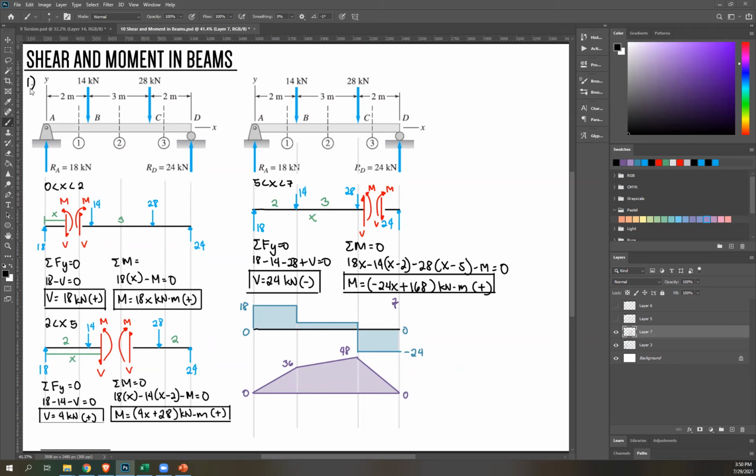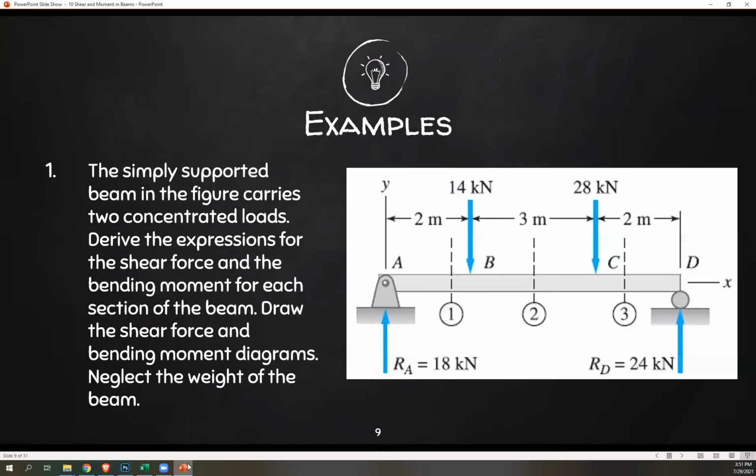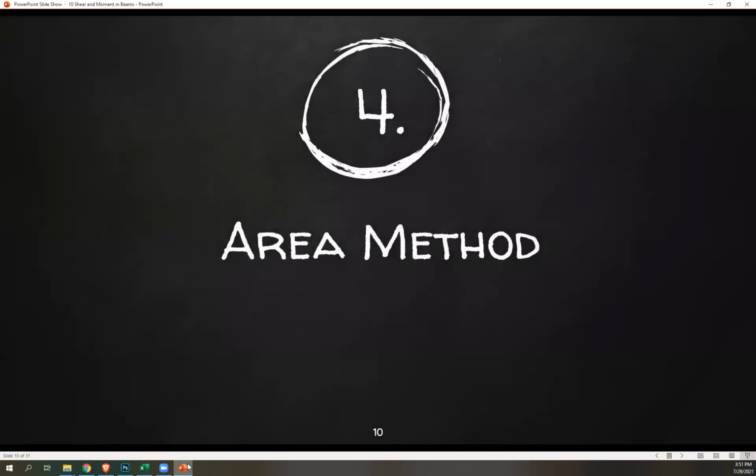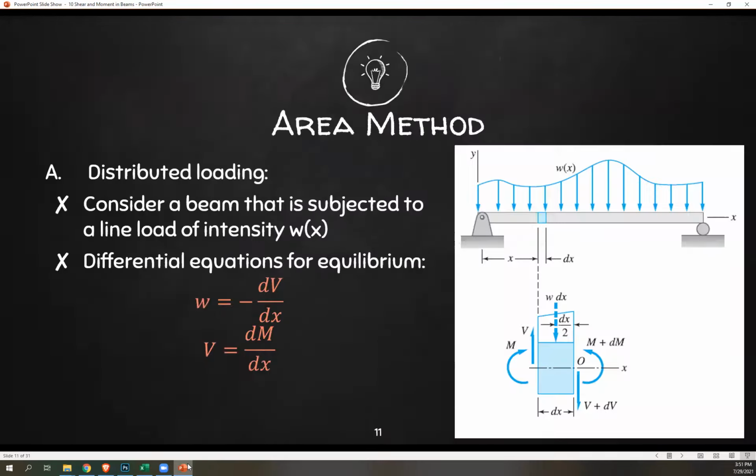Any questions? For number 1, please answer in the chat. Okay, good. So I'm only going to give you one example because that is not the way that we're going to do shear and moment diagrams. The method that we'll use more often is the area moment method or area method. So we'll focus on this.